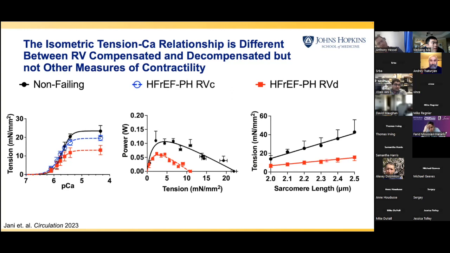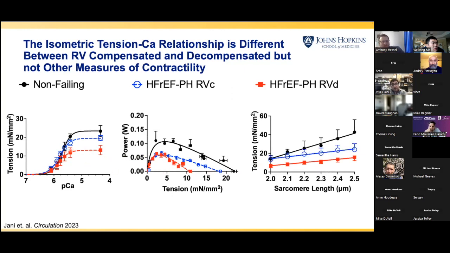So what we can see on the left is that the actual isometric tension, at least at these systolic levels of calcium, is actually pretty similar to controls. However, the power load relationship is quite reduced, and you can see that the maximum power is quite reduced, and whatever changes we have on the x-axis, we can attribute to the isometric tension relationship on the right.